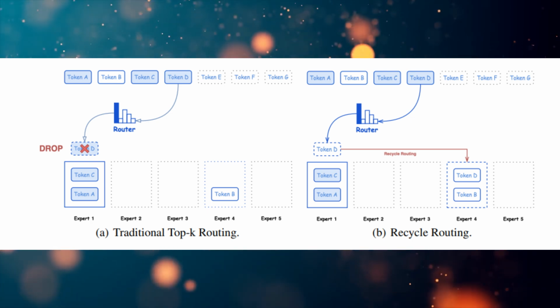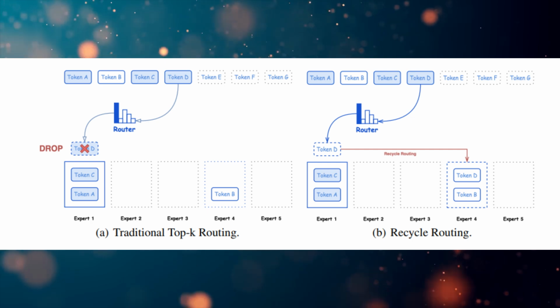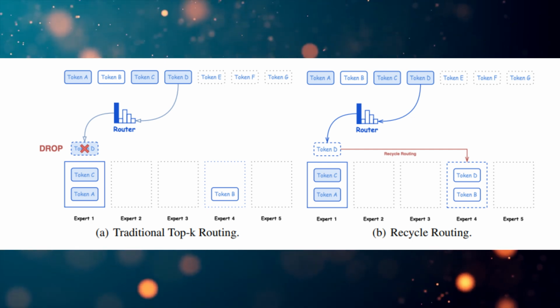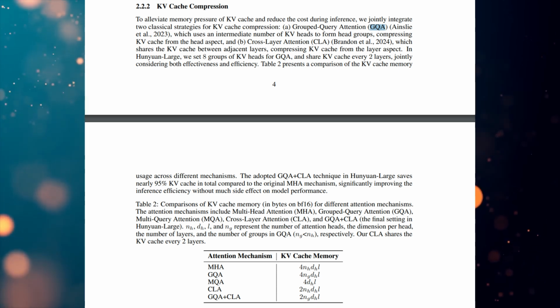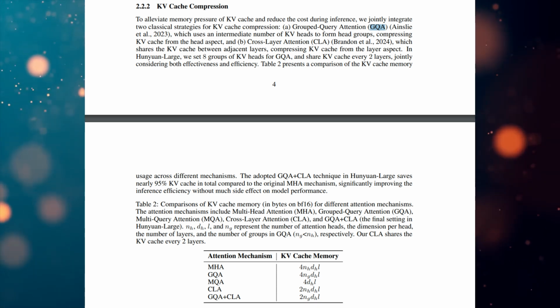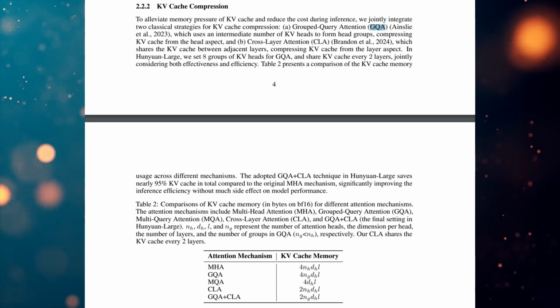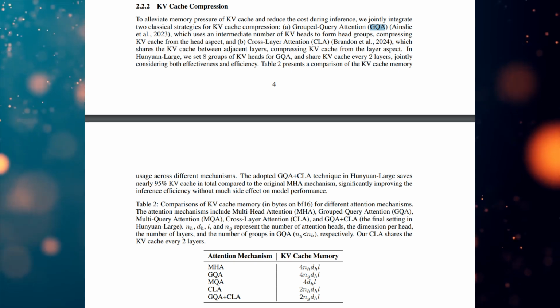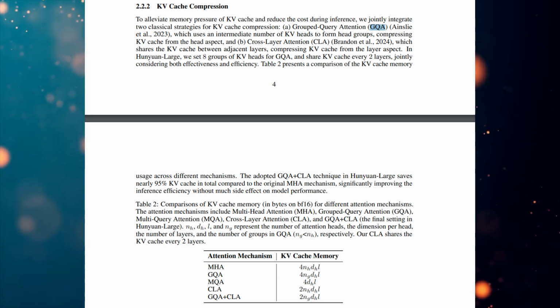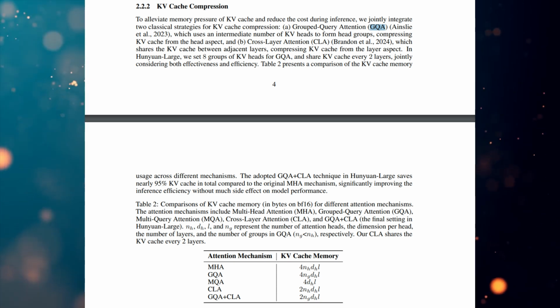The paper also discusses key-value cache compression. How does this improve the model's efficiency? We combined grouped query attention, GQA, and cross-layer attention, CLA, to reduce the memory footprint of the key-value cache. This significantly improves inference efficiency without sacrificing performance. The GQA-CLA technique saves nearly 95% of KV cache compared to traditional methods.